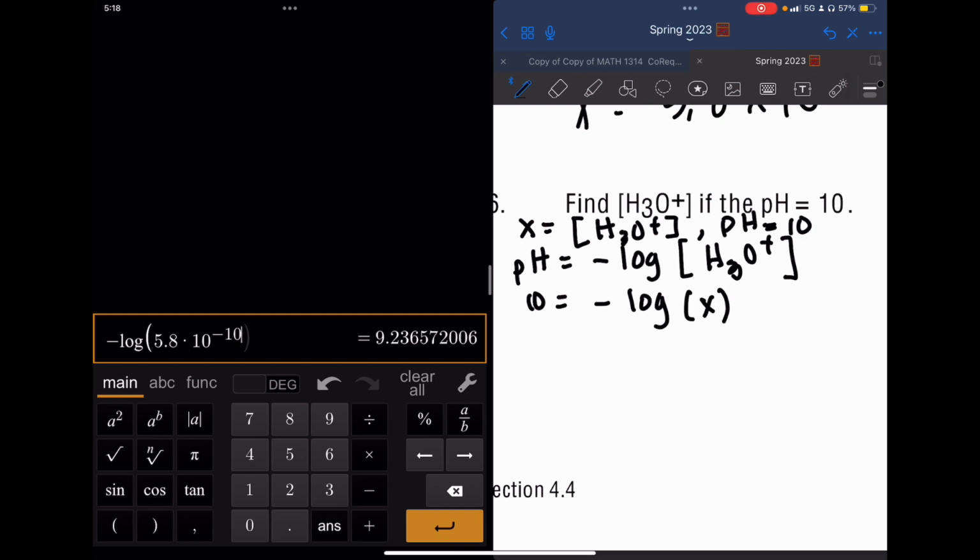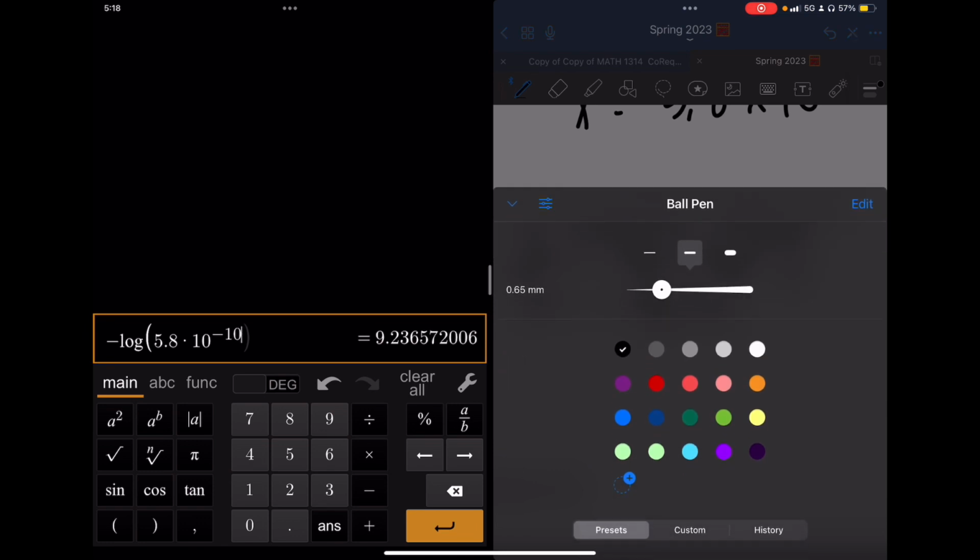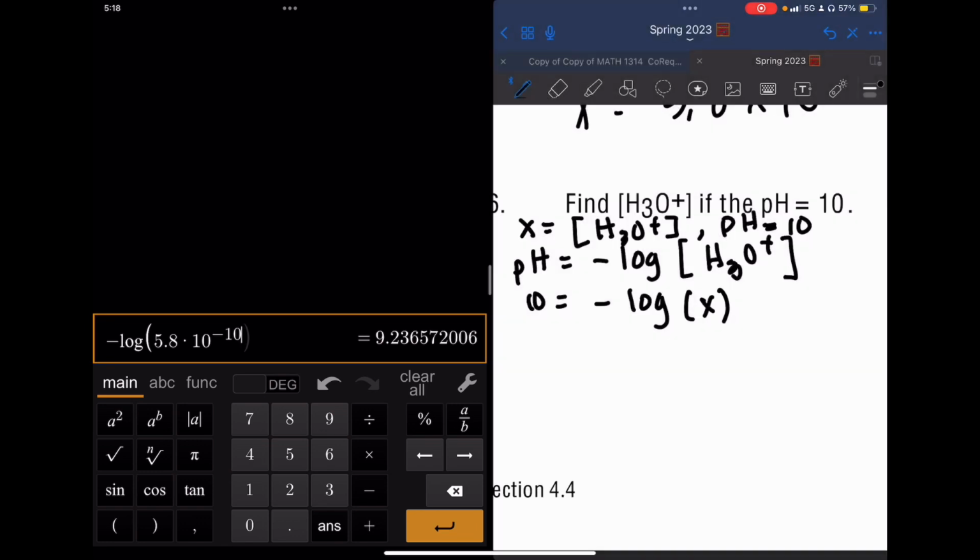X. Before we do that, we're going to divide both sides by that negative, because that's a negative 1 being multiplied by log. So now I have negative 10 equals log of X.